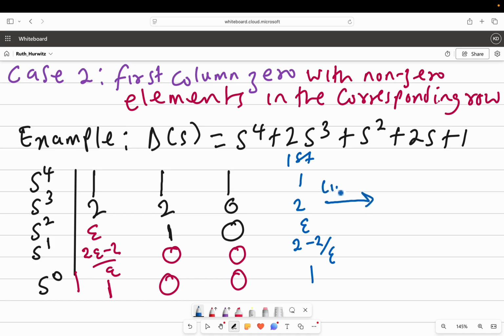That means to apply limit as epsilon approaches a very small number. So our first column will turn into 1, 2. Our epsilon will approach that small number, and applying the limit to this value, I will have 2 minus infinity, because 2 over a very small number will be minus infinity, and I will have 2 minus infinity will be minus infinity, and then I will have 1. So this is my new first column.